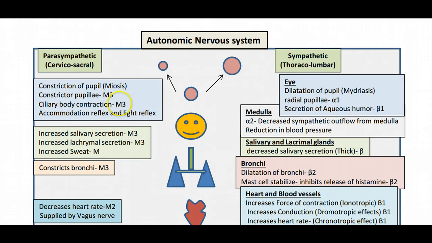Another receptor involved is M3, which is located in the ciliary body, and it causes contraction of the ciliary body. Now, contraction of the ciliary body with constriction of the pupil, along with convergence of the eyeballs, is what we call the accommodation reflex. And whenever the pupil constricts in response to light, it is called the light reflex.